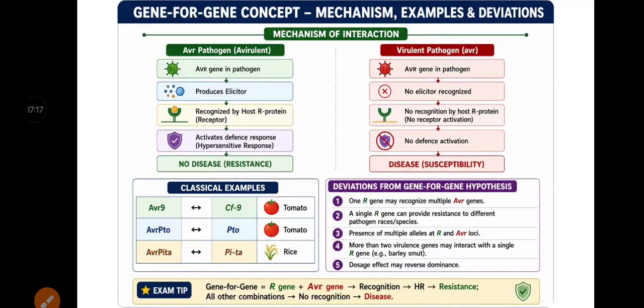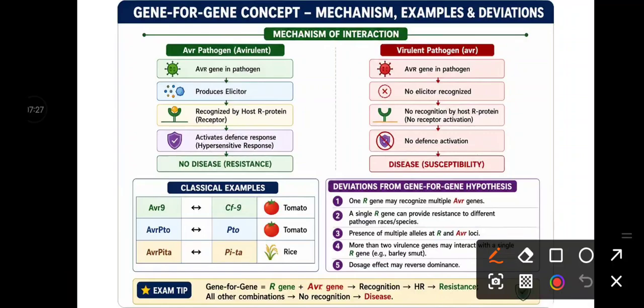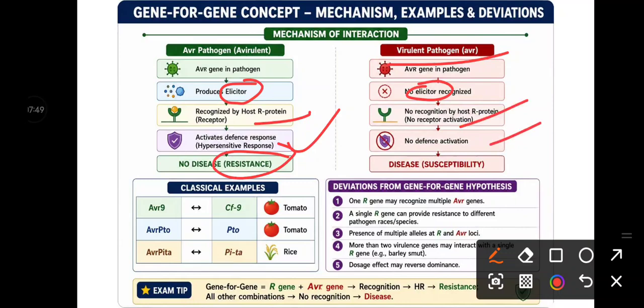Next, about the mechanism. Here the same thing. If the pathogen is avirulent, then avirulent means it will produce some elicitor molecule that is recognized by the R gene, and ultimately the defense response will be triggered and the plant will become resistant. But in case of a virulent pathogen, no elicitor will be produced. Even though the R gene is present or not, it doesn't matter. No recognition, no defense activation. Ultimately, the plant will become diseased.